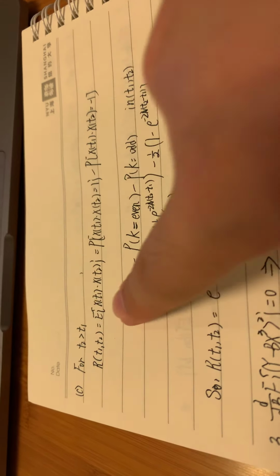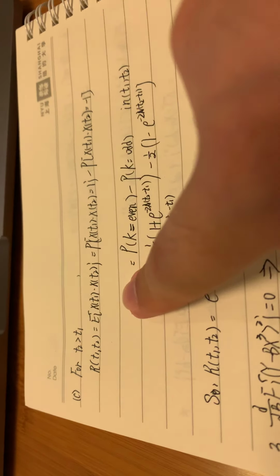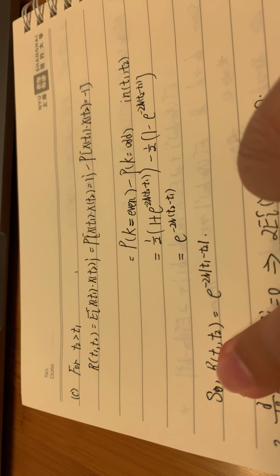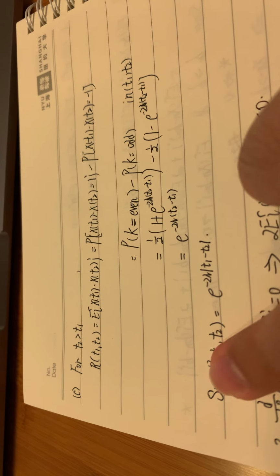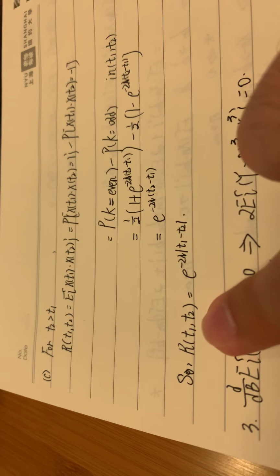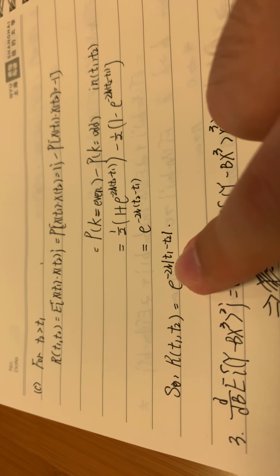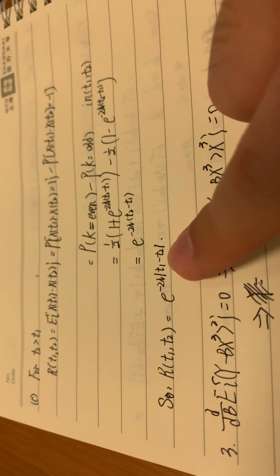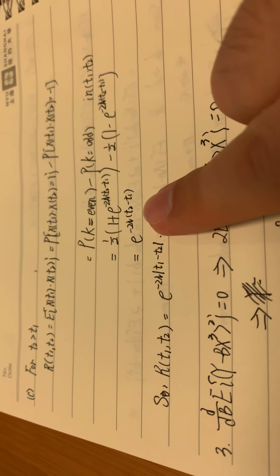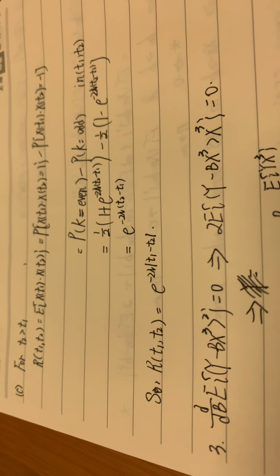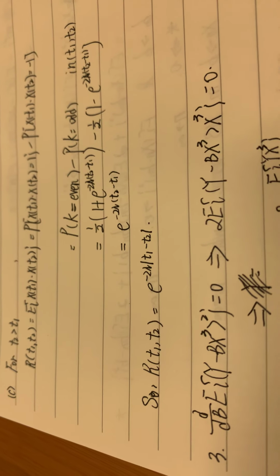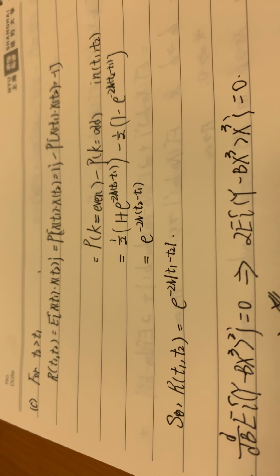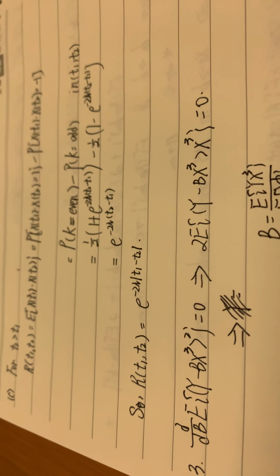Let's also consider t1 larger than t2. Then R(t1, t2) would be e to the power of minus 2 lambda times the absolute value of t1 minus t2. According to both of the above, X(t) would be wide-sense stationary. So that's the final solution to this question. Thank you.